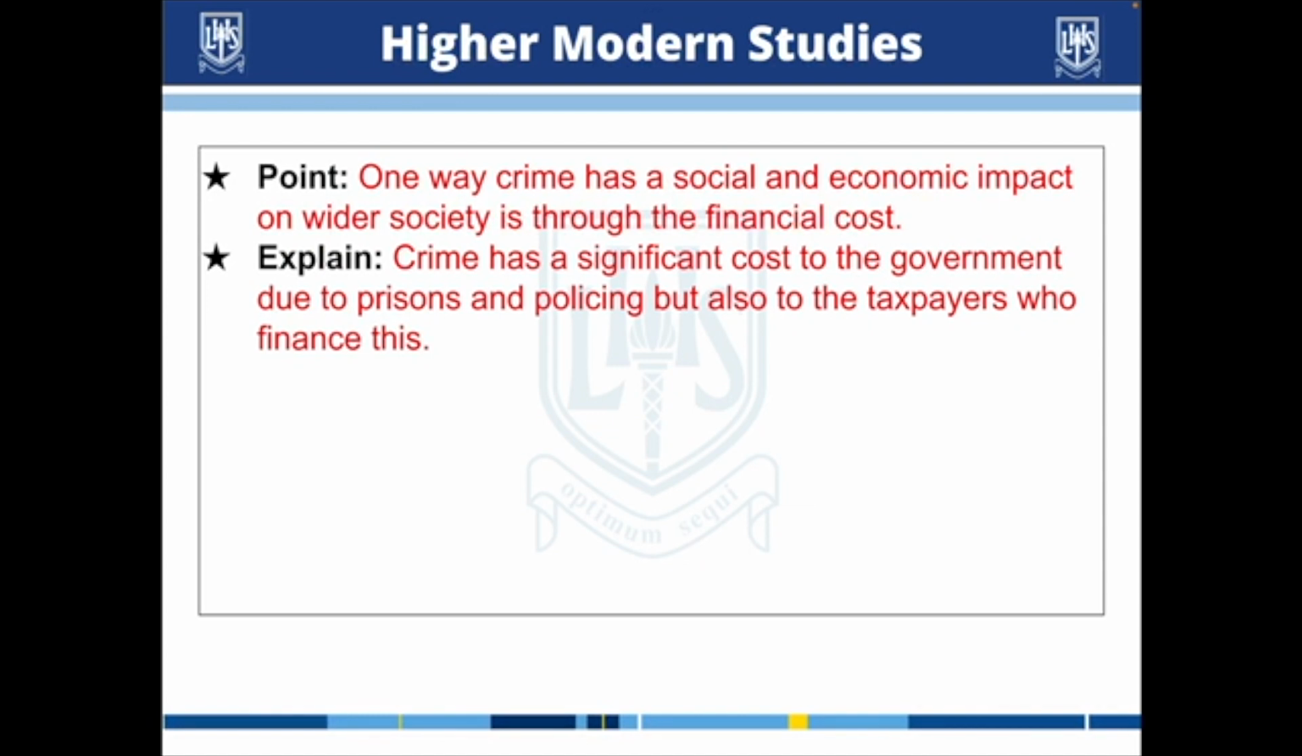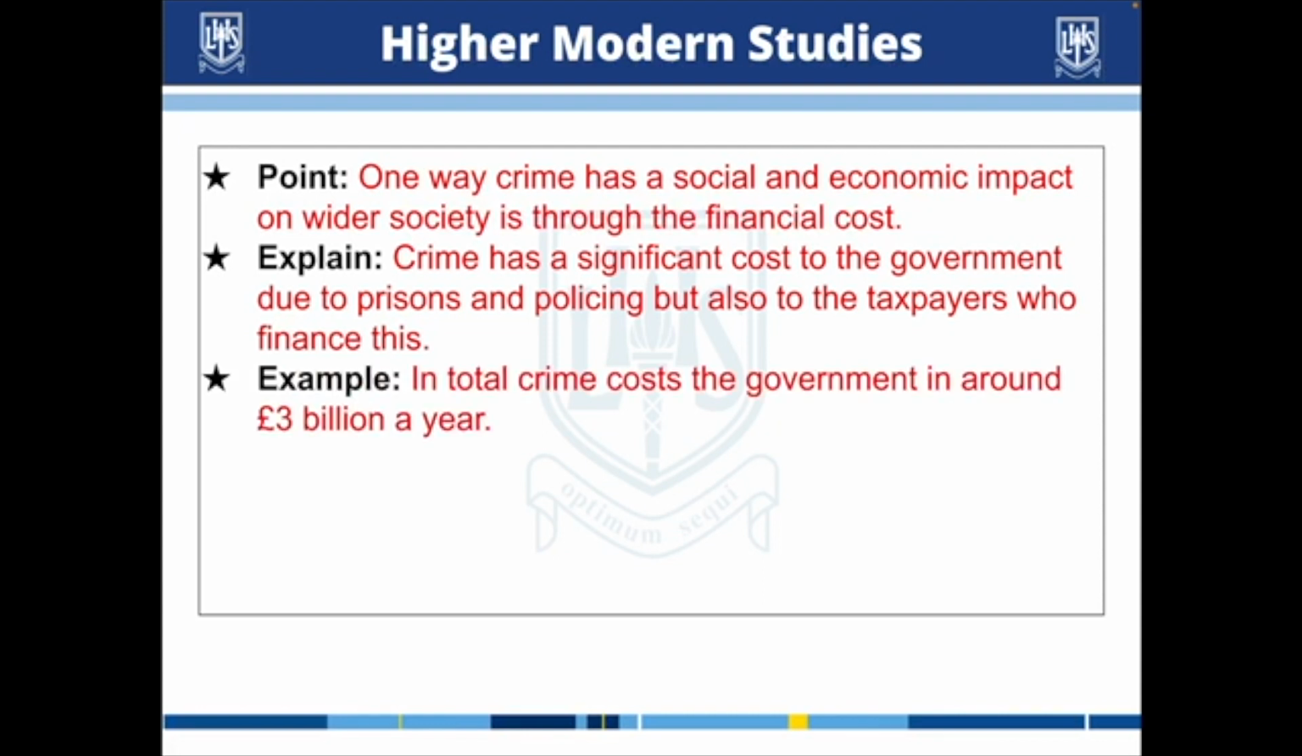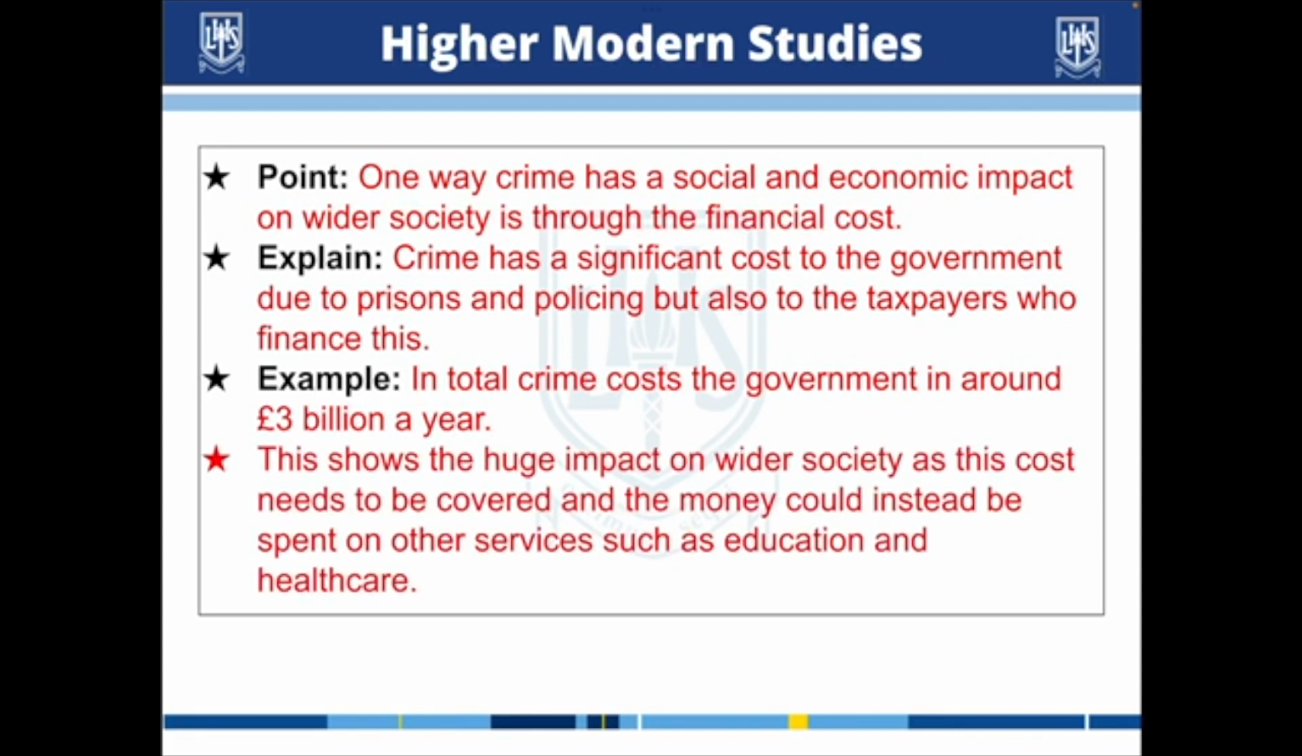Then we're just explaining why crime has a financial cost. So we're bringing in government, we're bringing in prisons and policing and taxpayers. So there's our wider society, government and taxpayers. Then our statistic, our example. Crime costs the government around $3 billion a year. Then we're analysing it. $3 billion a year is a lot of money. So that's a huge impact on wider society.